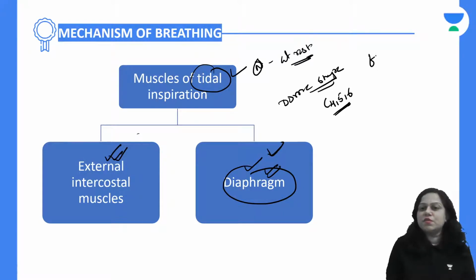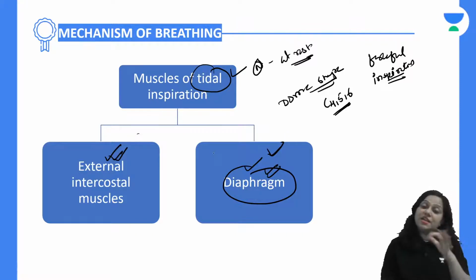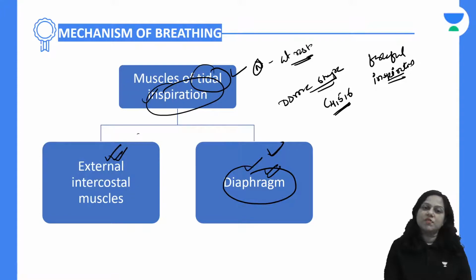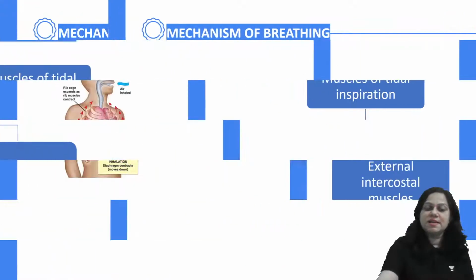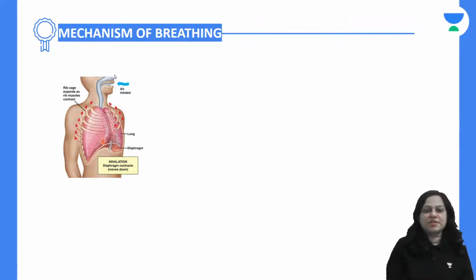So the diaphragm and external intercostal muscles are the muscles of tidal inspiration. In case of forceful inspiration, additional muscles of inspiration will be involved. Now let us understand the act of inspiration. See this one.